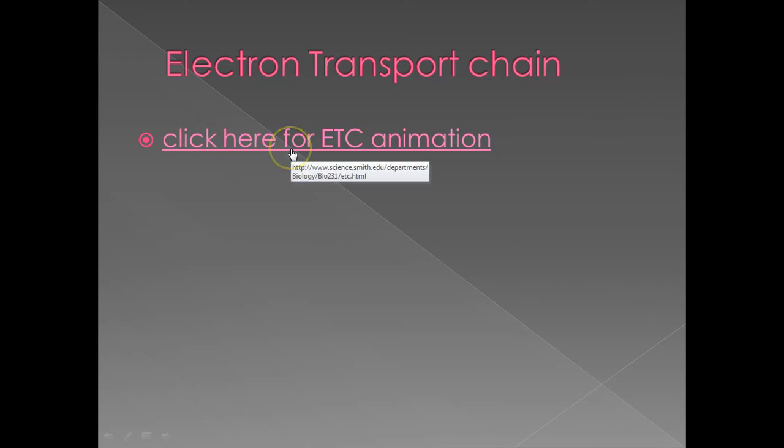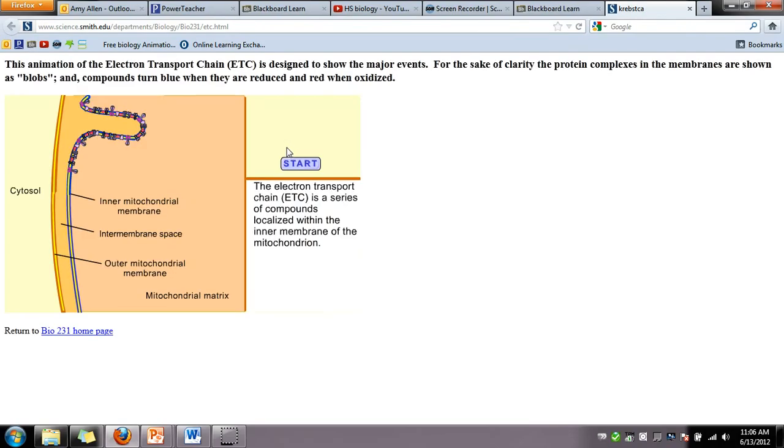Let me show you how the electron transport chain works. In this process, you have a series of compounds localized within the inner membrane of the mitochondrion. So here we have a close-up view of the mitochondrion. We have the outer membrane, and then we have the inner membrane, which, as we learned earlier, is called the cristae, and then you have the liquid part, which is the matrix.